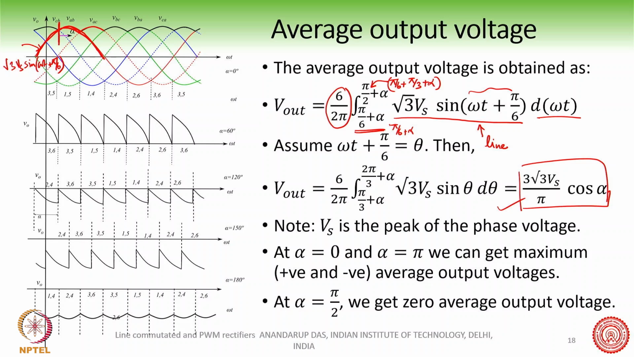So therefore we say that at alpha equal to 0 we get the maximum voltage, at alpha equal to pi we get the minimum voltage, the negative voltage, and of course at alpha equal to pi by 2 we get 0 average output voltage. Fine.